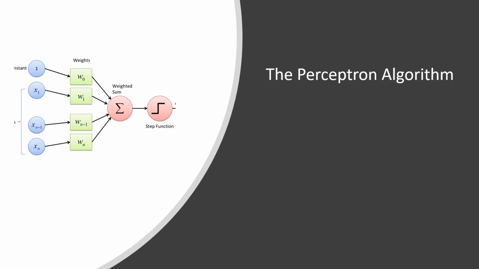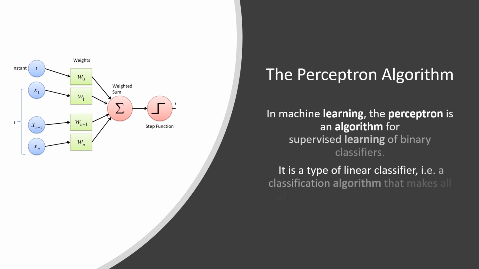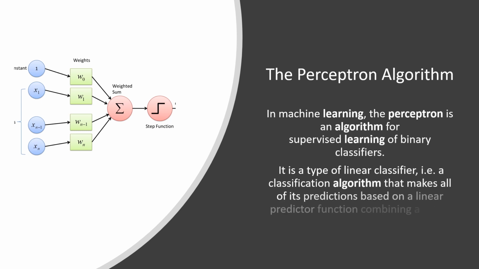The Perceptron algorithm. In machine learning, the perceptron is an algorithm for supervised learning of binary classifiers. It is a type of linear classifier, that is, a classification algorithm that makes all of its predictions based on a linear prediction function, combining a set of weights with a feature vector.